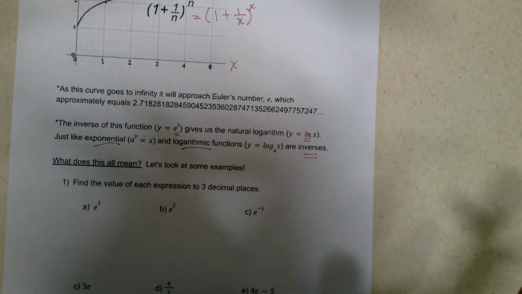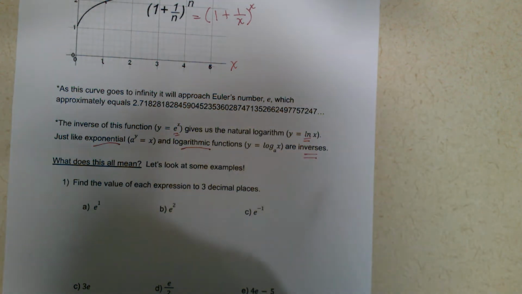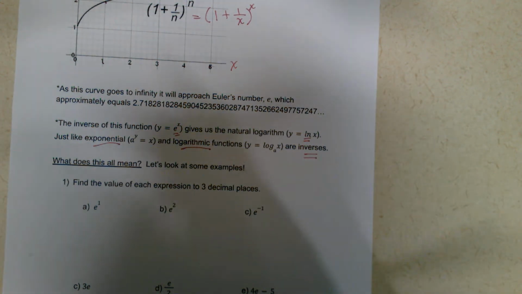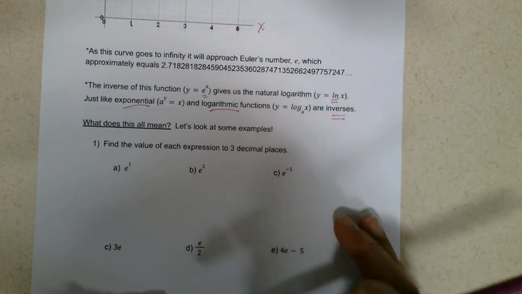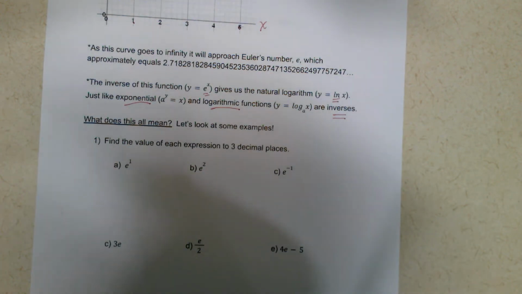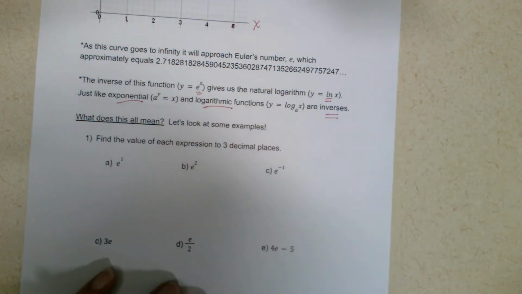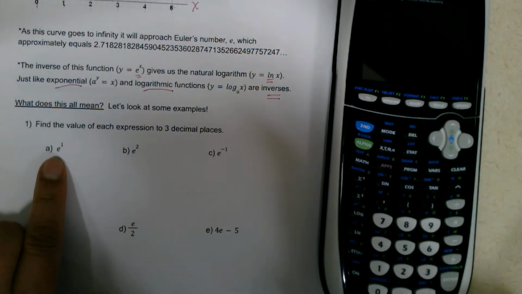All right, so what does this all mean? It's a big concept that you're just getting introduced to. Let's look at some examples that you're going to be held responsible for. The first type of examples are finding exact values of each expression, and we're going to do it to 3 decimal places. So the first one is going to be e to the first.